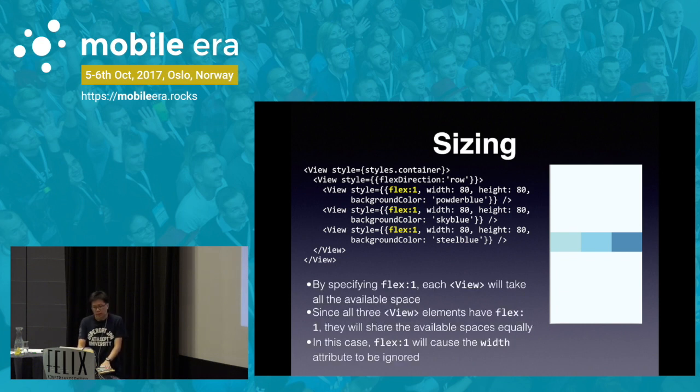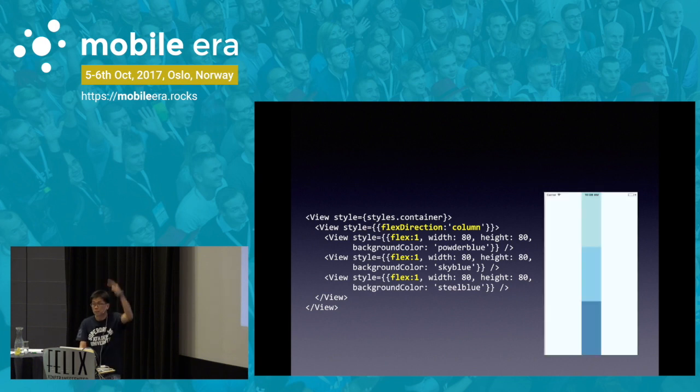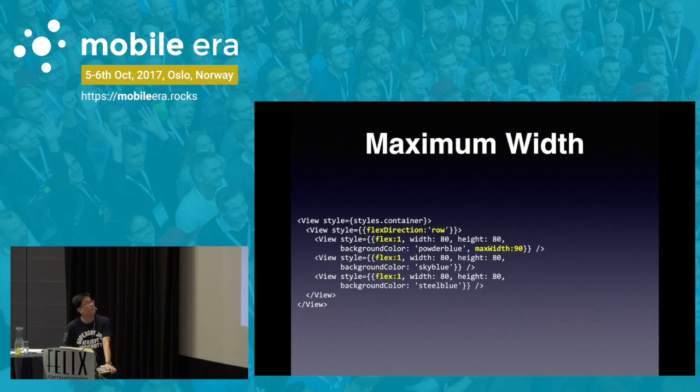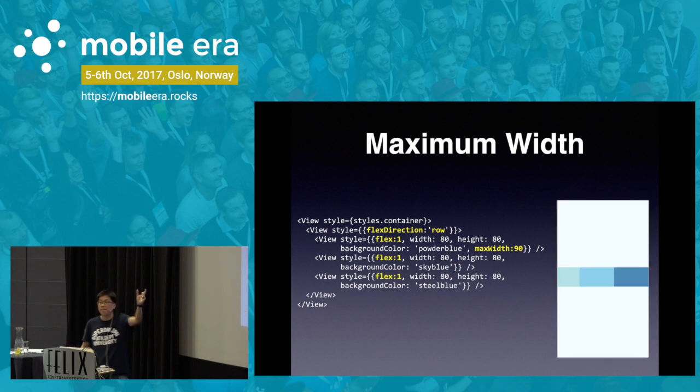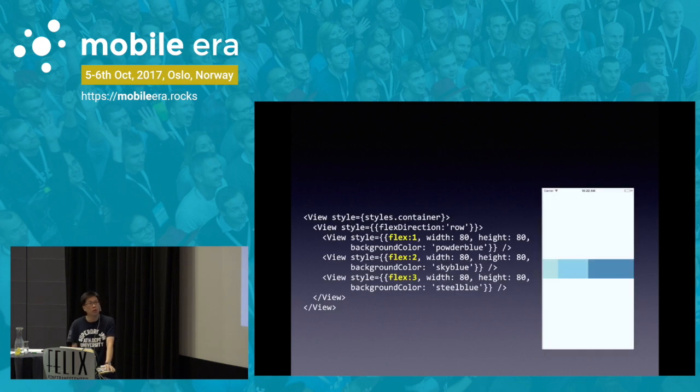I can also specify my flex direction to be column, and then I will display it column-wise. I can also specify a width, 90 in this case. In this case, the first view would have 90 points, and the rest of the width that's available would be divided equally among the second and the third views. I can also specify flex 1, 2, 3. So the width of the views would be divided in that proportion, in that ratio.